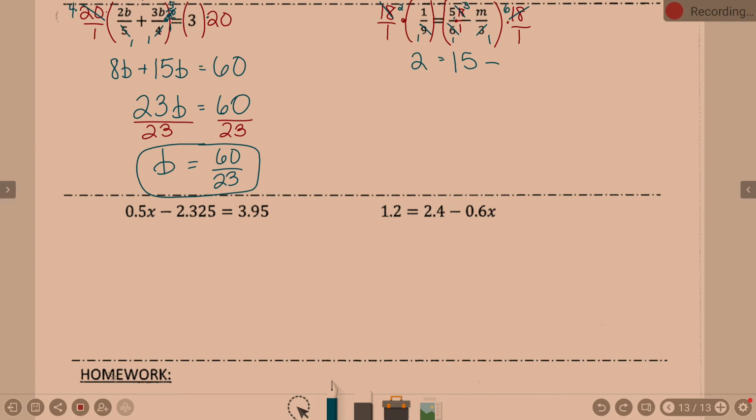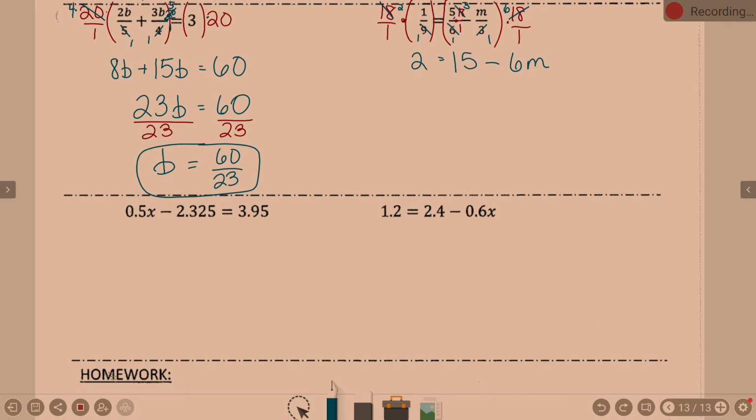You said what? 18 divided by 3. Where's everyone else in this? 6. Give me some answers, guys. 18 divided by 3 is 6. Now, what do I multiply the 6 by? The m. And 6 times m is 6m.